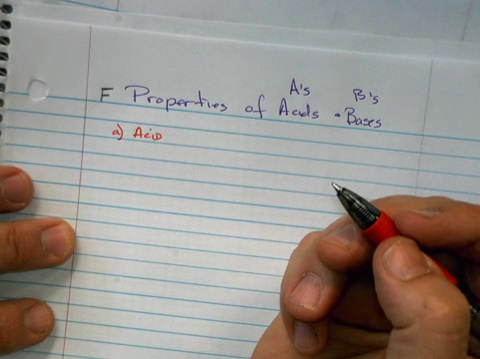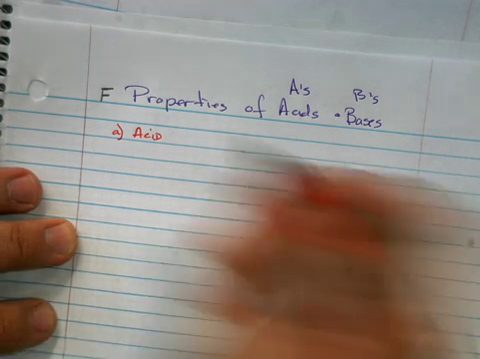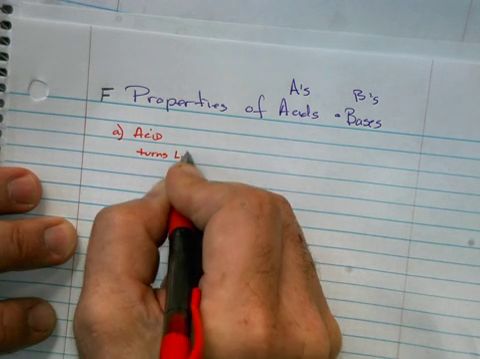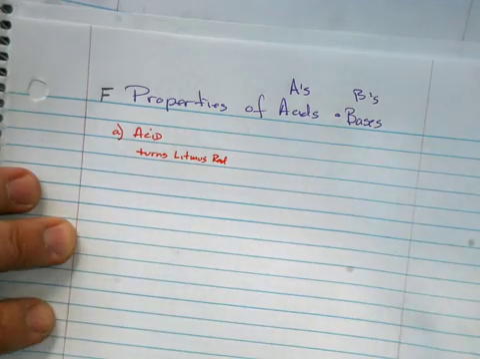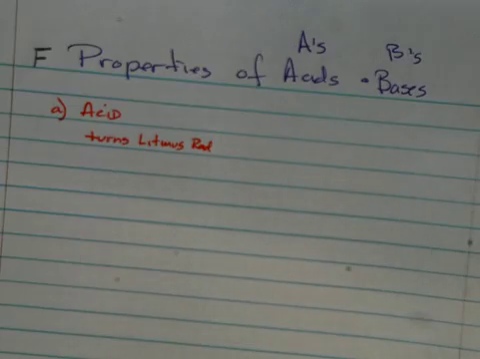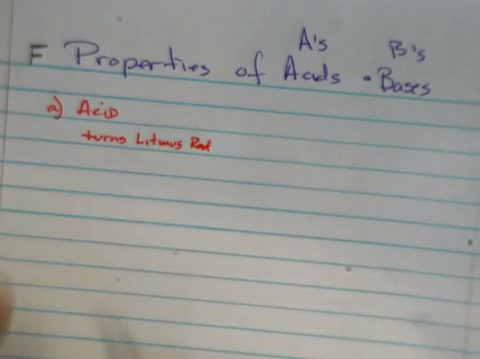So let's see. Oh, okay, I just gave you one of the properties. Bummer. I was going to ask you that one. So, turns litmus red. Let me zoom in here. What's another property of an acid out there in student land? Okay, they have a sour taste.